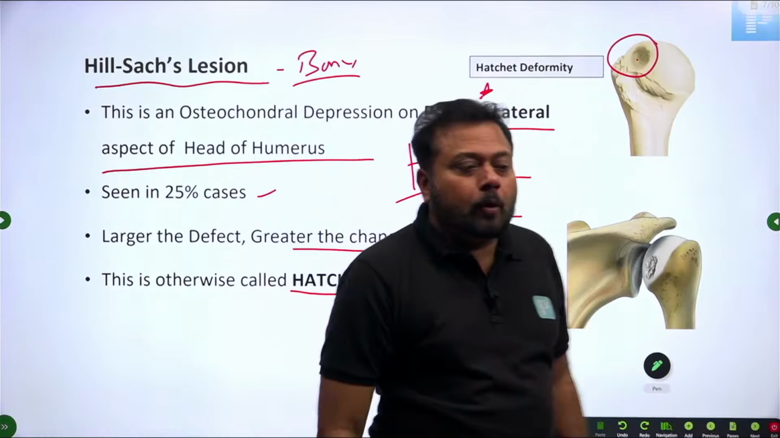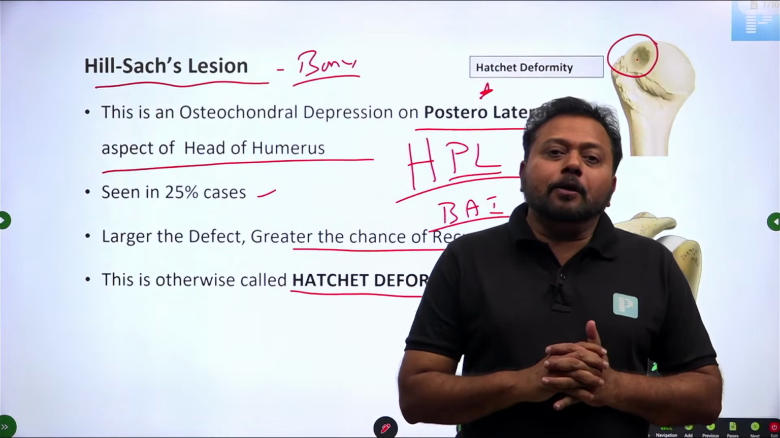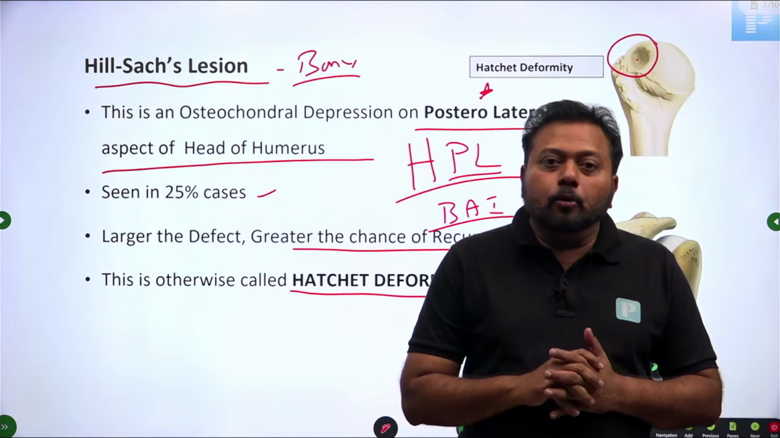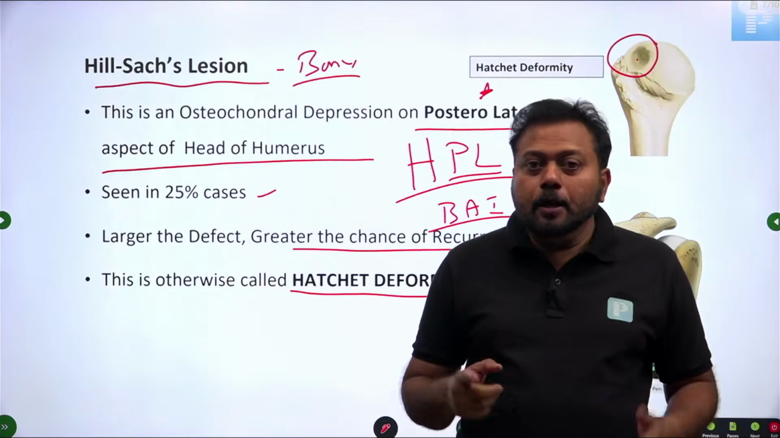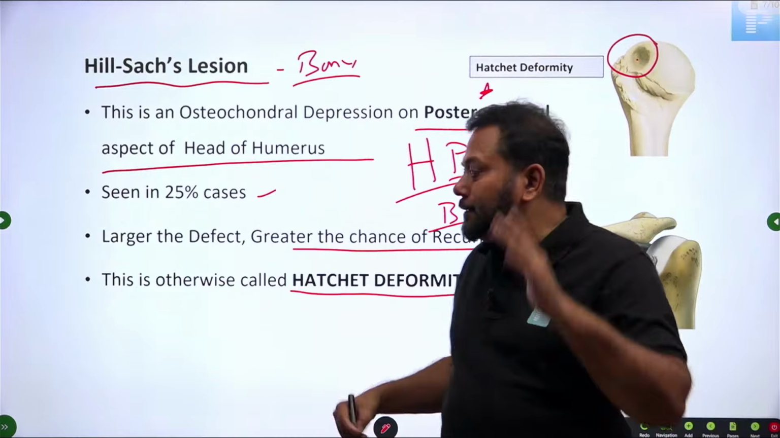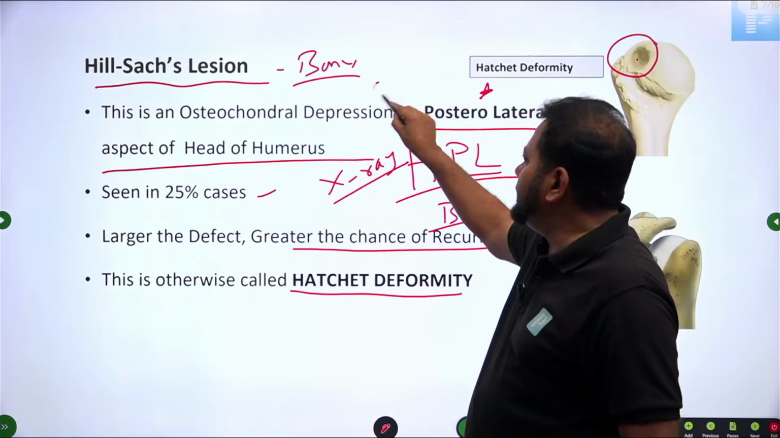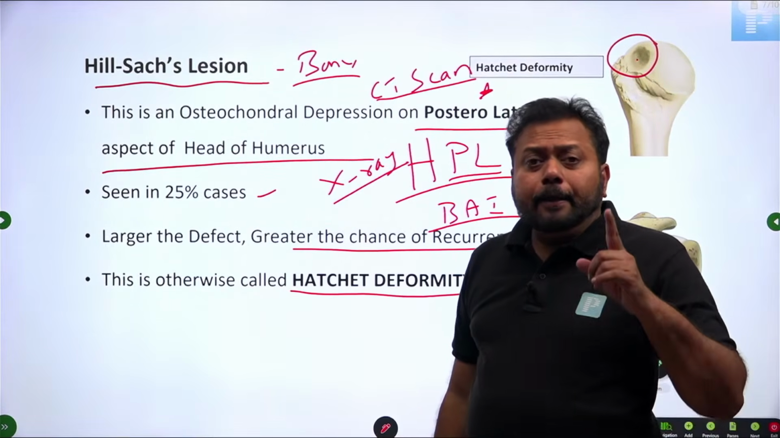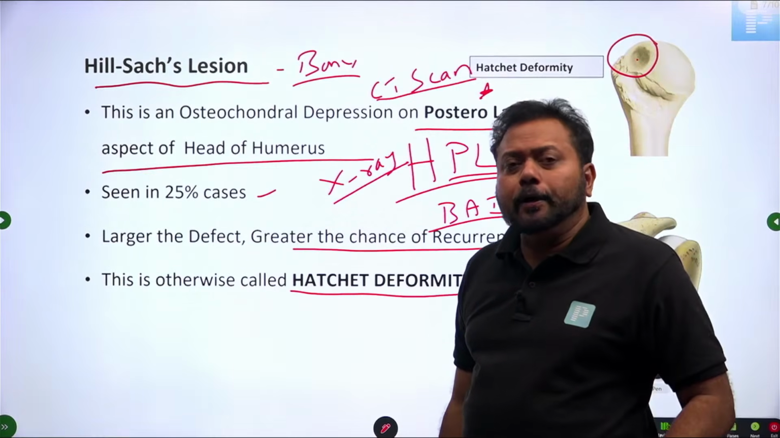What is the significance of Bankhart's lesion and Hill-Sachs lesion? When they are present, this shoulder will be more prone to recurrent dislocation. Hill-Sachs lesion is a bony lesion, so it can be easily seen in a good X-ray. X-ray is enough; maximum, CT scan. Best seen in CT scan. Bankhart's lesion is a soft tissue lesion, so that is seen only in MRI.